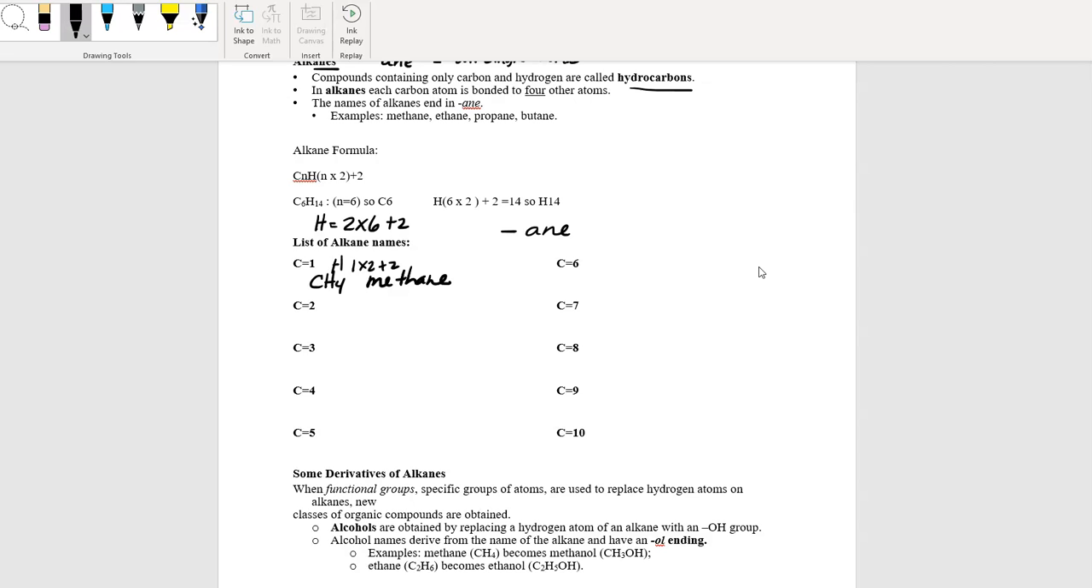Okay, C2. For the hydrogens, you'd go 2 times 2 plus 2. So C2H6. And the beginning of this is called ethane.